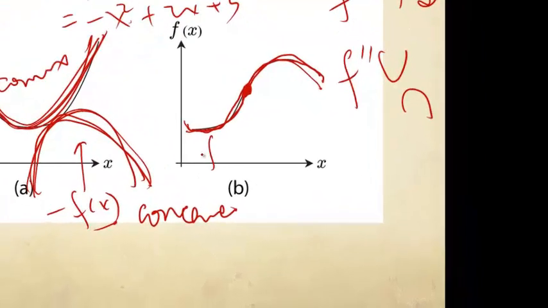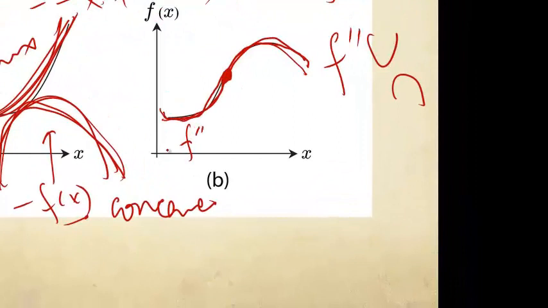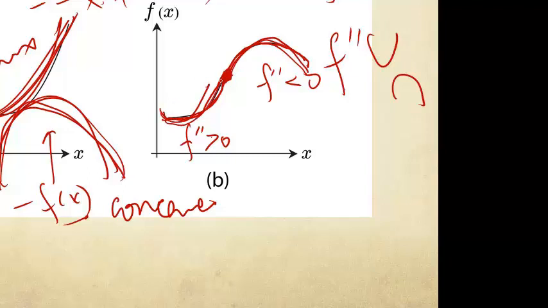So this part, the second derivative is positive. And this part, the second derivative is negative. This curves up, this curves down; this part is convex, this part is concave. The whole function, therefore, is neither convex nor concave.